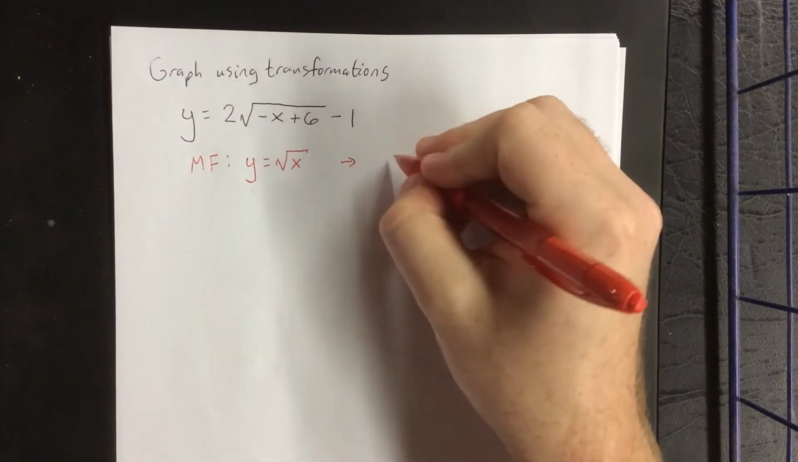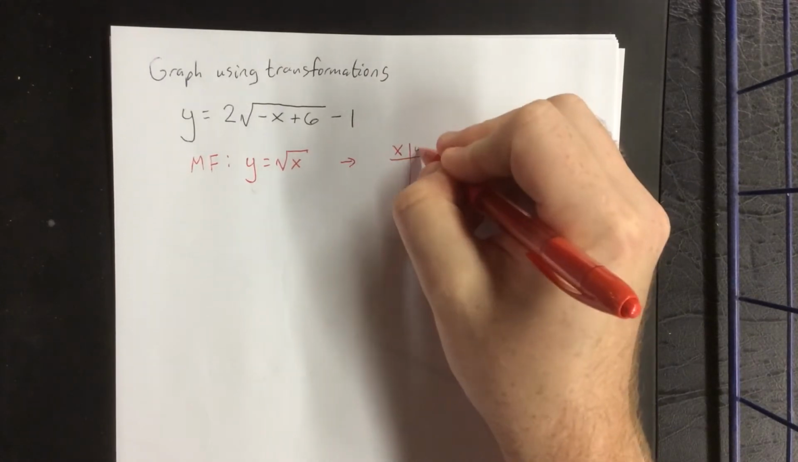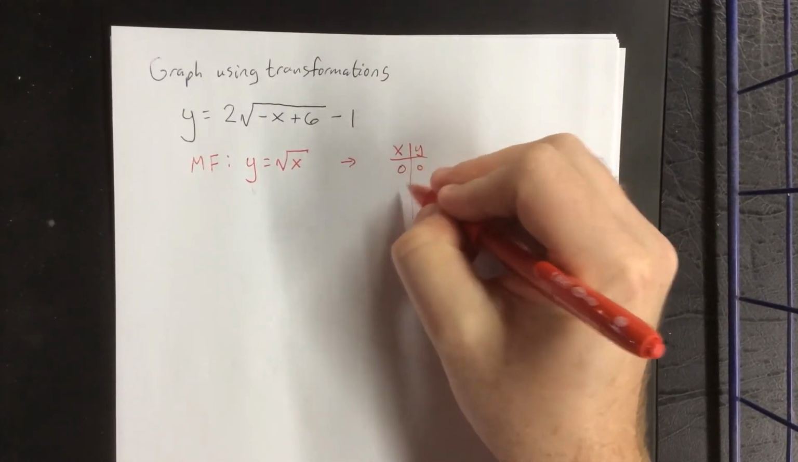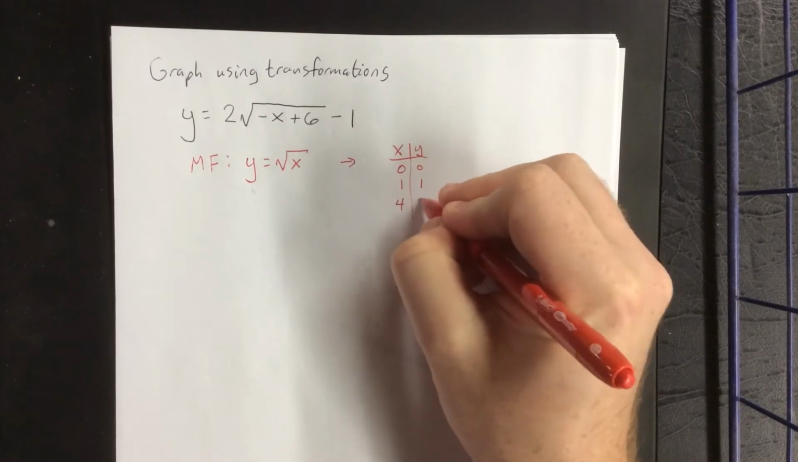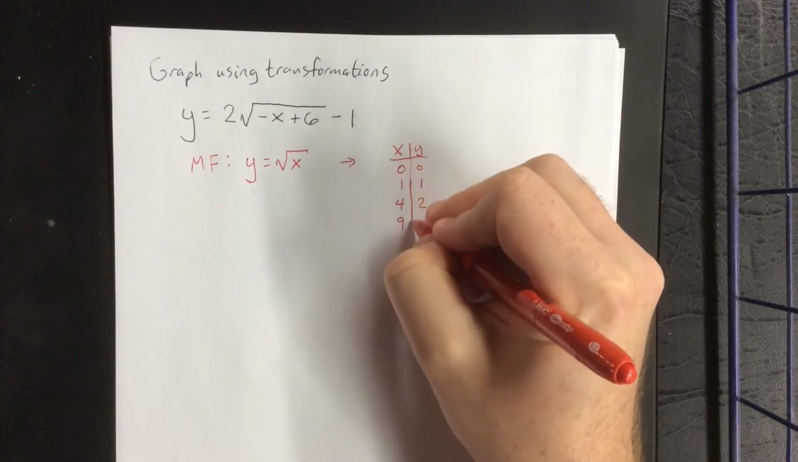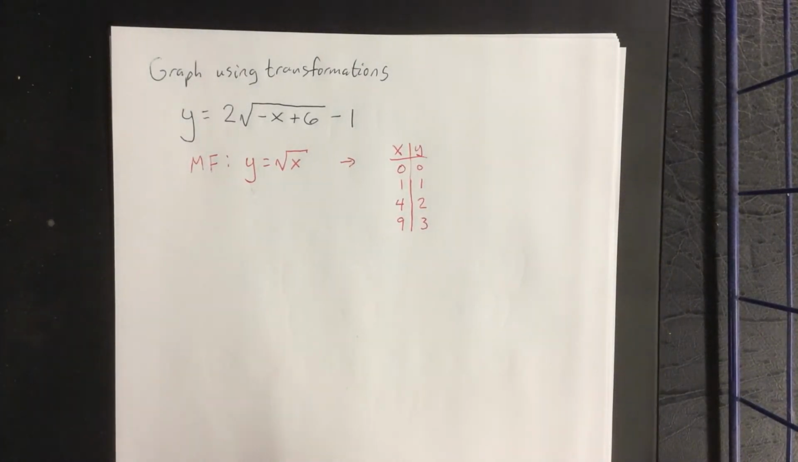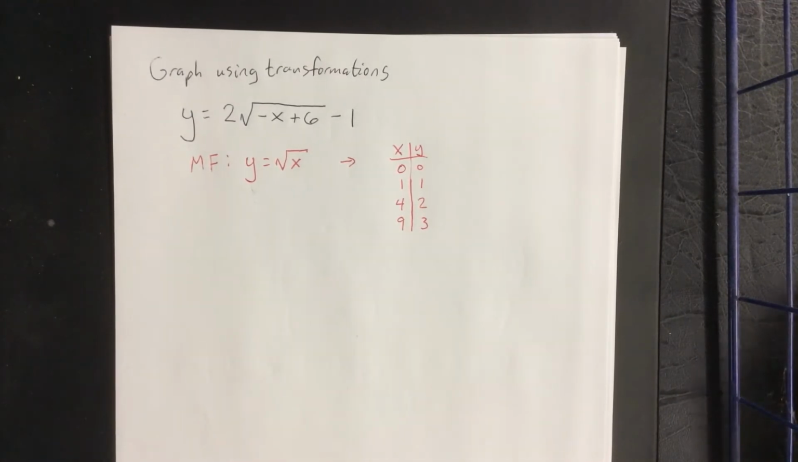So in addition to knowing what the function is, knowing a couple of points that are on that function will probably be beneficial. So what we're going to do is pick just a few points that have really nice square roots, and we're going to talk about how to transform all of these points.